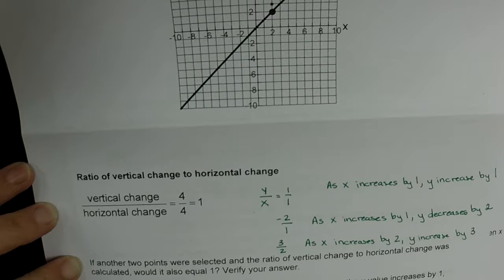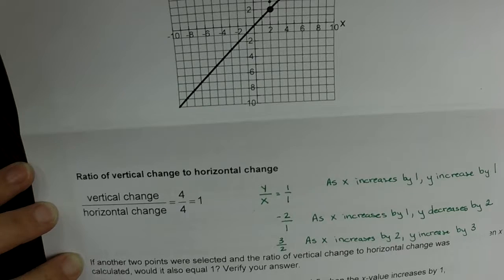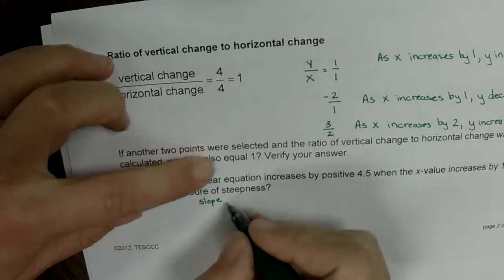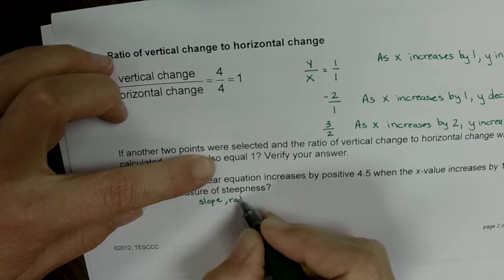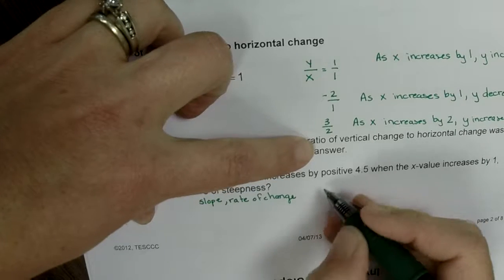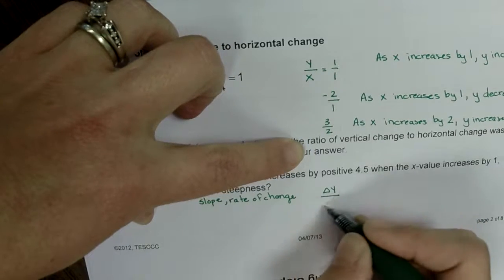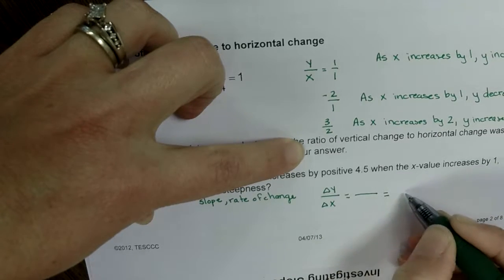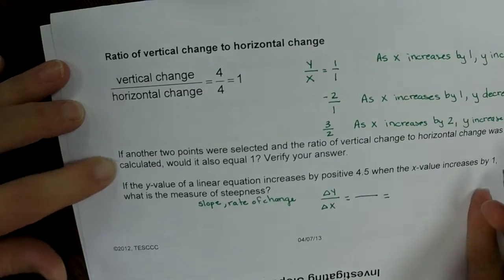It says if the y value of a linear equation increases by 4.5 when the x value increases by 1, what is the measure of the steepness, or what is the slope, or what is the rate of change? Those all mean the same thing. So that's where we're comparing what is our change in y versus our change in x. And so you would fill those numbers in, divide it out, and then get me an answer.